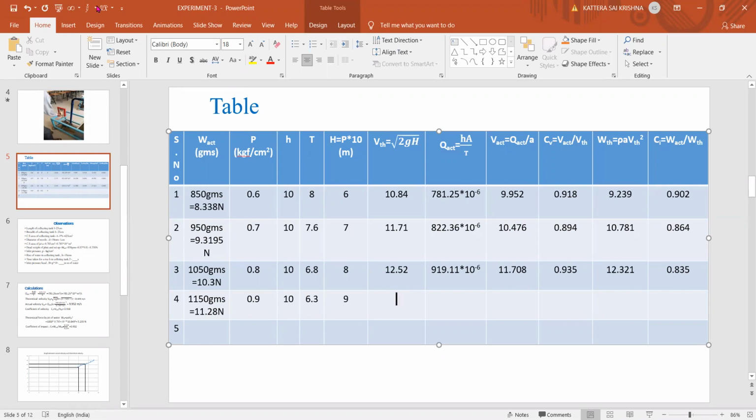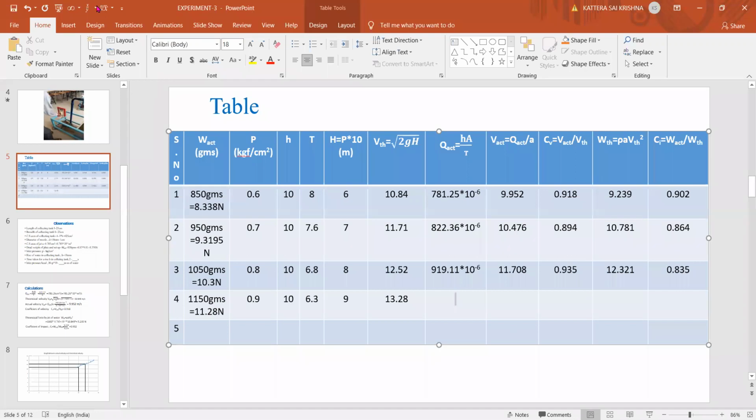Under root of 2GH, root of 2 into 9.81 into root 9 into 9. 13.28. 13.28. Right.